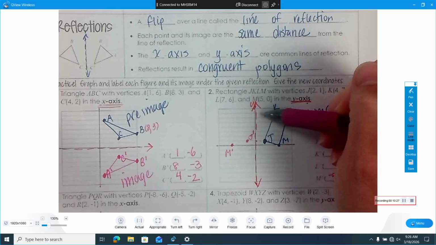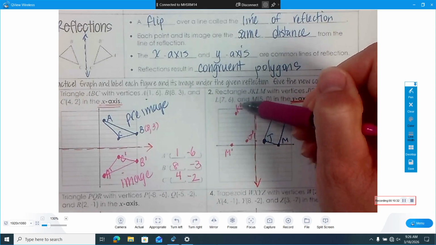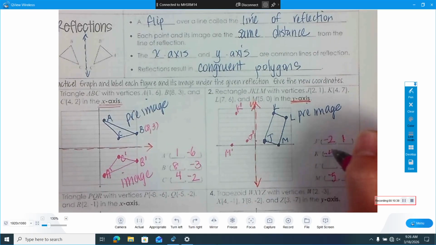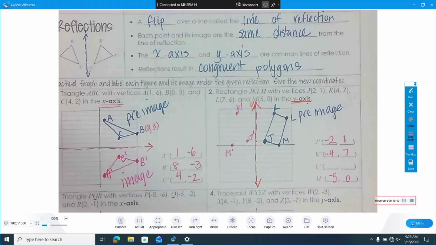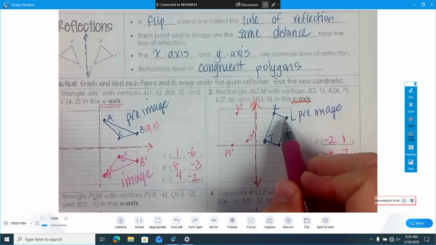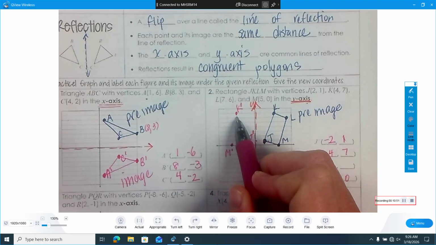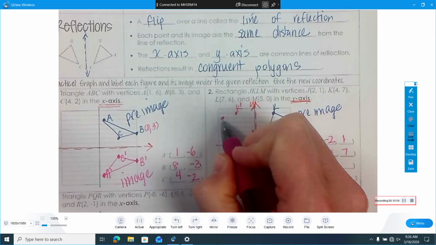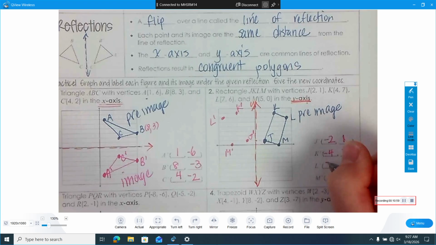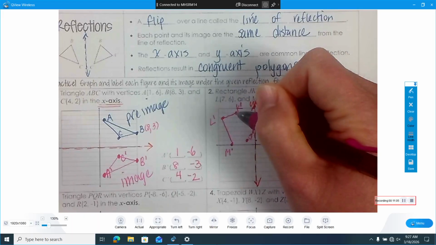K has to go 1, 2, 3, 4 spaces to the line and 1, 2, 3, 4 spaces away. K prime's new point is -4, 7. Very good. And L has to go 1, 2, 3, 4, 5, 6, 7 to the line and 1, 2, 3, 4, 5, 6, 7 away from the line. What is L prime's new ordered pair? -7, 6. Beautiful. Are you noticing a pattern? Yeah? All right, cool.